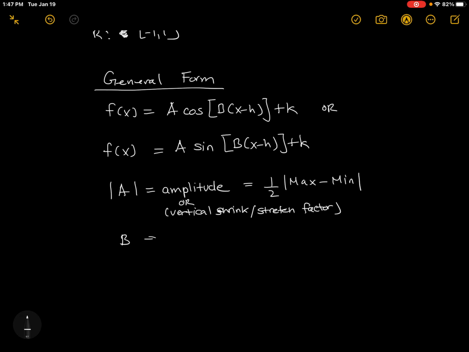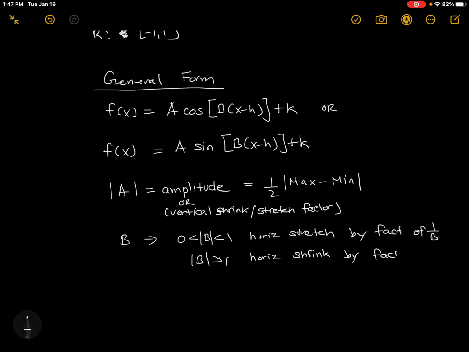So just remember that if the absolute value of B is between 0 and 1, it's a horizontal stretch by a factor of 1 over B. And of course, if the absolute value of B is greater than 1, it's a horizontal shrink by a factor of also 1 over B. Okay, so that doesn't change from what you learned from transformations in the past.